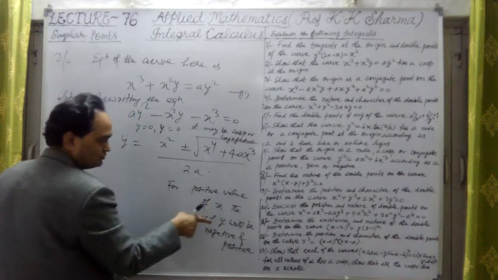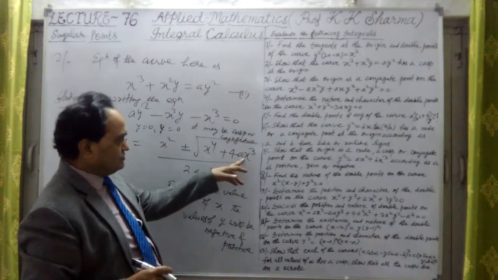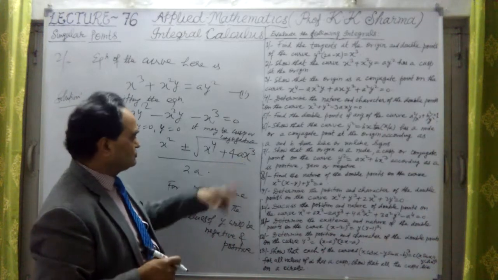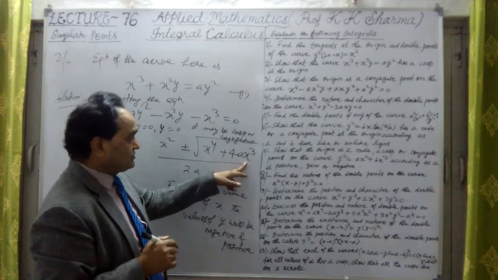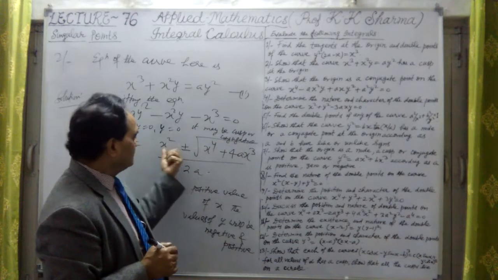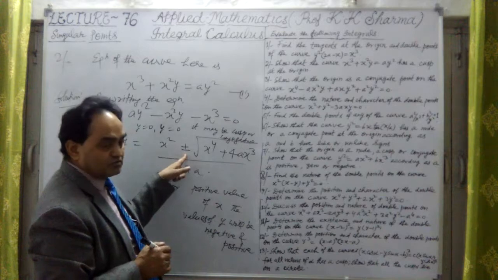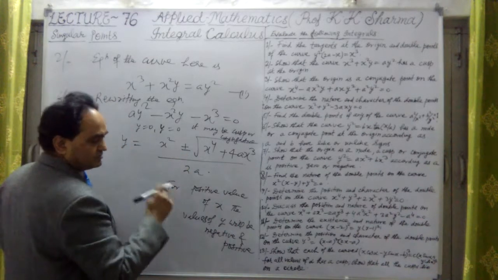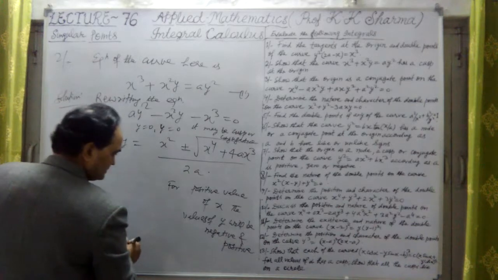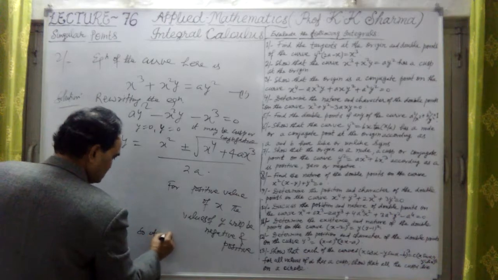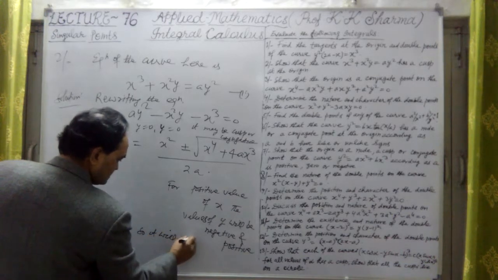If there are two distinct points, we see for positive values of x which are near the origin, that means smaller values of x, this will be positive. This will represent here positive and negative. That means two values of y are there. Again, there will be a cusp here. So it will represent a cusp, negative and positive.